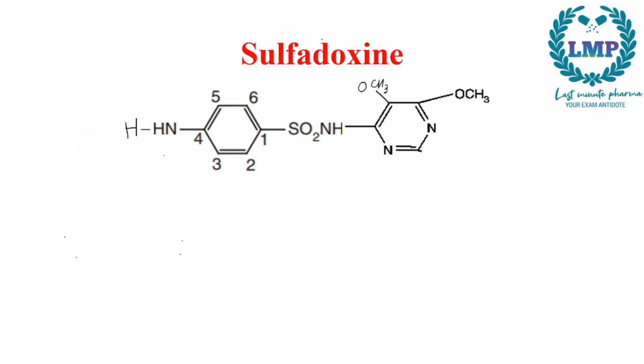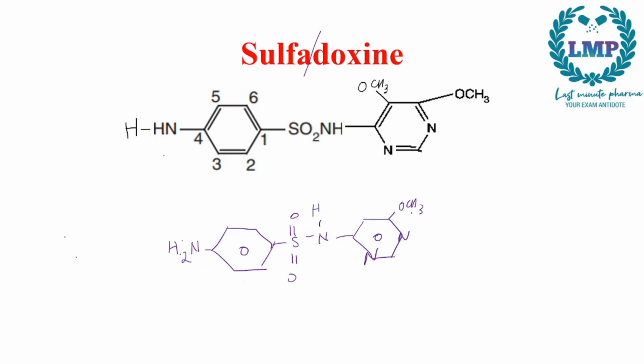So next up we have sulfadoxine. For sulfadoxine, first we will draw the basic ring structure. Then S double bond O and NH. Attached to this we will have a 6-membered ring. We will draw a pyridine ring. Then we will give 2 methoxy groups. Here one, right here one more.